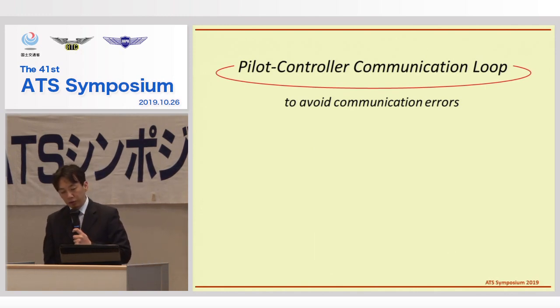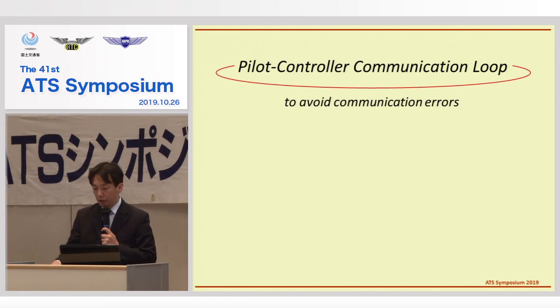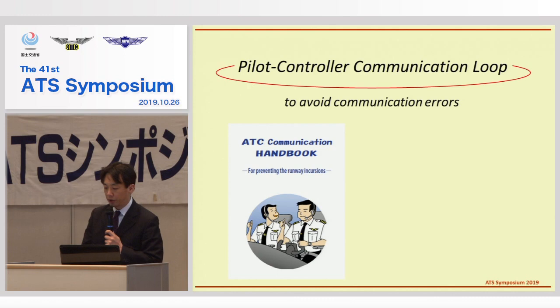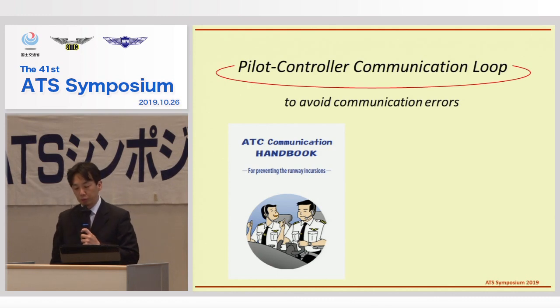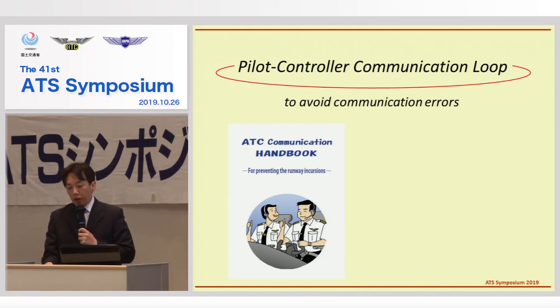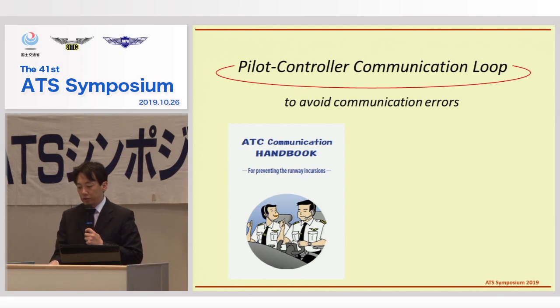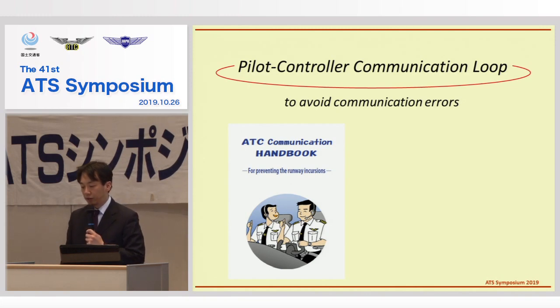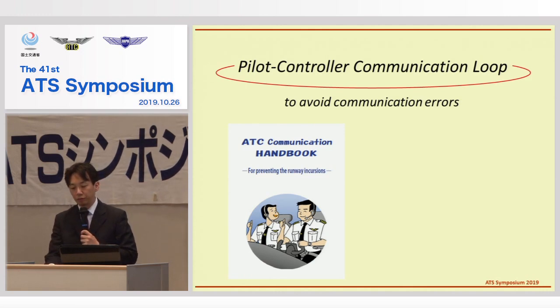In 2011, we published a booklet named ATC Communication Handbook to prevent runway incursion, both in Japanese and in English. In the booklet, we strongly emphasize the importance of adherence to this communication loop procedure, since it turned out that deviation from the standard pilot-controller communication loop procedure increased the risk of runway incursions.